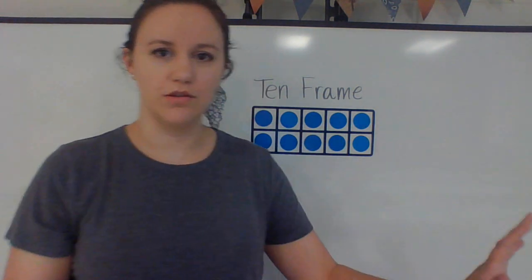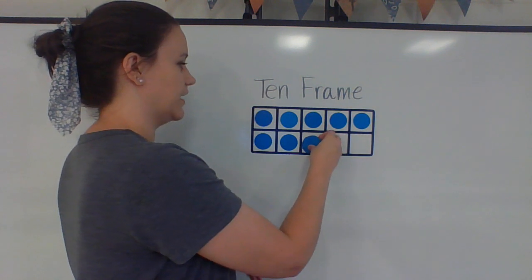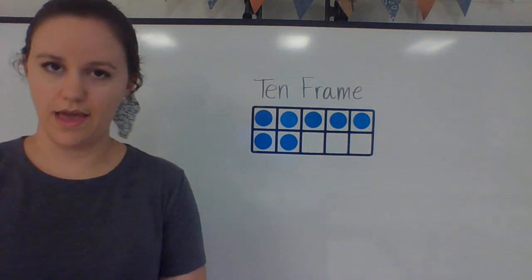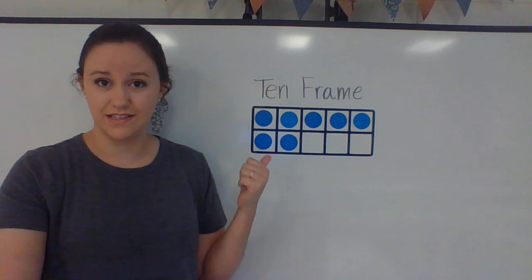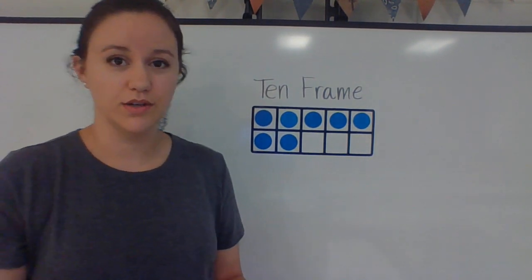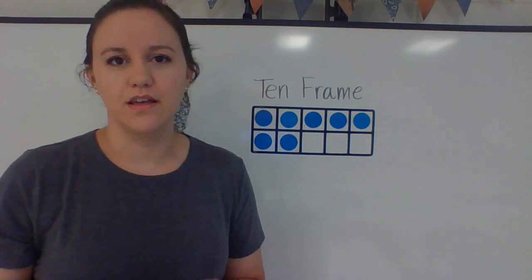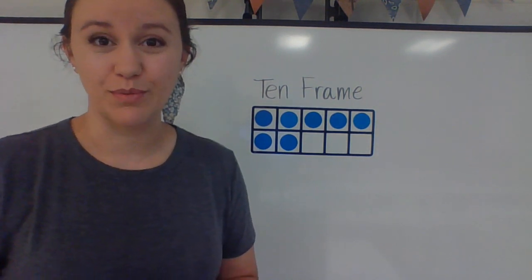So that's one way that you can use a 10 frame. You can use it to count. You can also use it to recognize numbers. So if I took some away, I need to be able to look at this in the 10 frame and be like, that's 7. That's called subitizing. We've worked a little bit with subitizing, and subitizing is just one of those skills that is going to come with time. You have to practice.